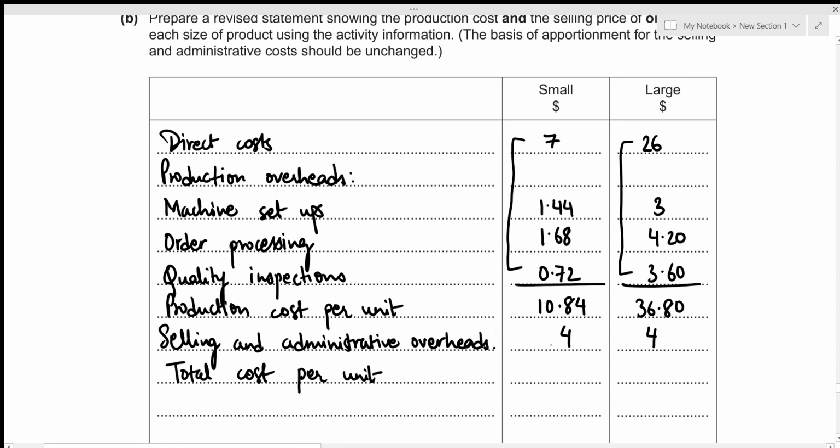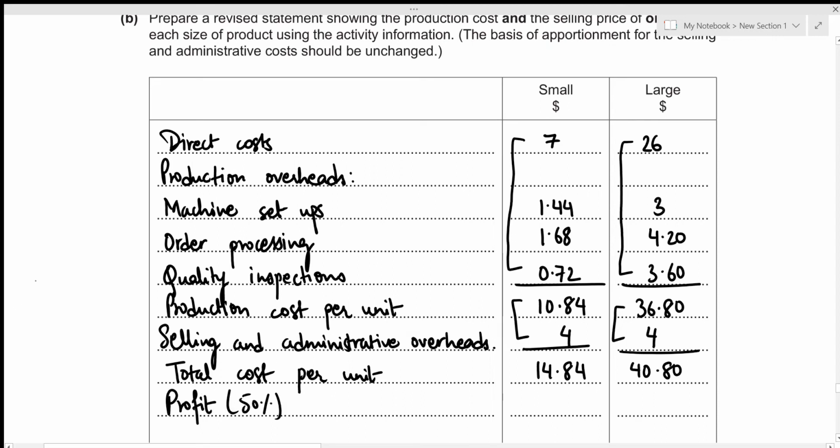For small sizes, that's just going to be 10.84 plus 4, which is 14.84. And for large sizes, that's going to be 36.80 plus 4, which is 40.80. Now we just have to add our profit, and profit or the markup remains the same, which is at 50%.